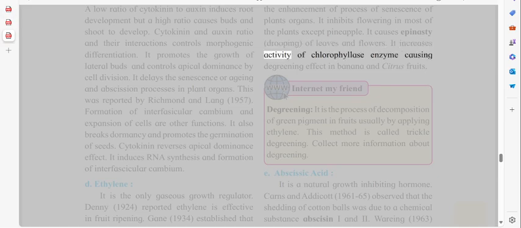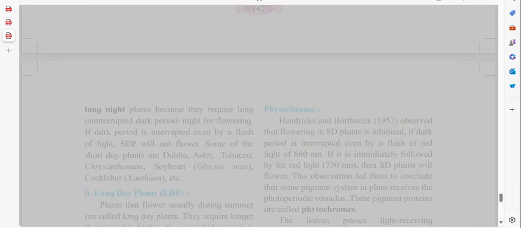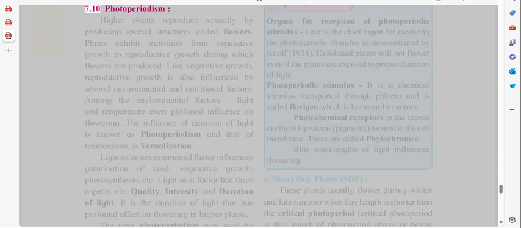It increases activity of chlorophyllase enzyme causing degreening effect in banana and citrus fruits. Degreening, it is the process of decomposition of green pigment in fruits usually by applying ethylene. This method is called trickle degreening. Collect more information about degreening. Internet, my friend. 7.10 Photoperiodism.